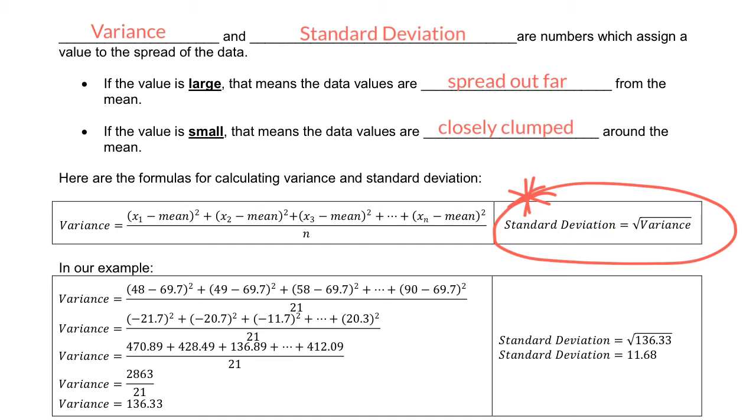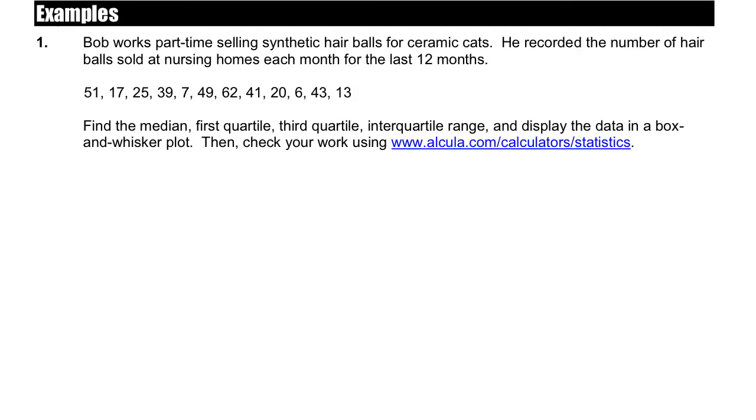And so just remember, the larger the value, the more spread out from the mean your values are, and the smaller that your value, the more closely they are clumped together around the mean.